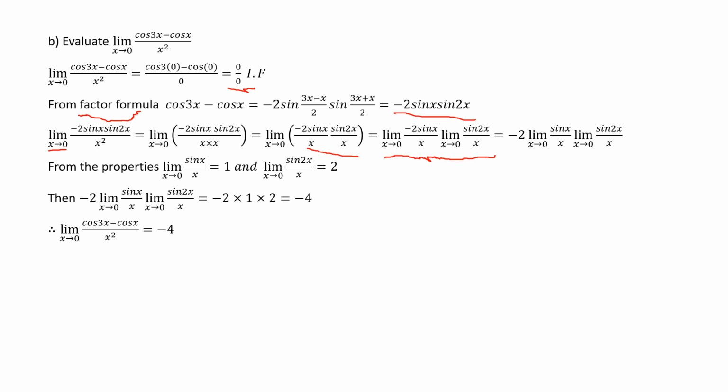But by using the properties that we have talked about, the limit as x tends to 0 of sine x over x is 1, and the limit of sine 2x over x as x tends to 0 will be 2. Therefore, when you replace there, our limit as x tends to 0 of cos 3x minus cos x over x squared will be equal to negative 4.